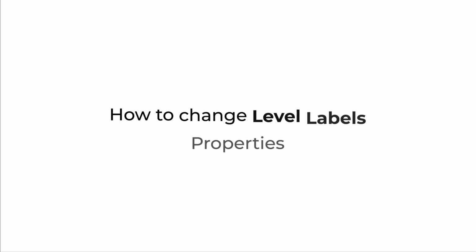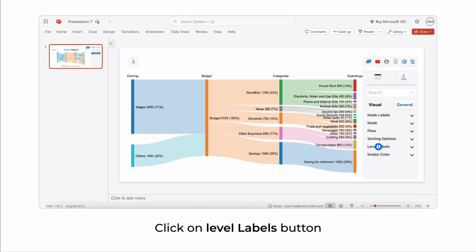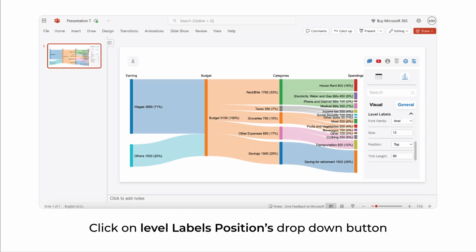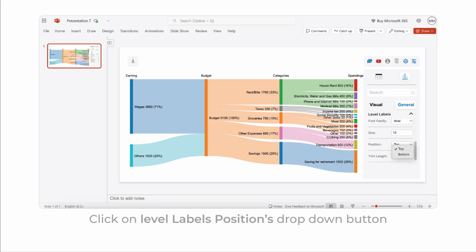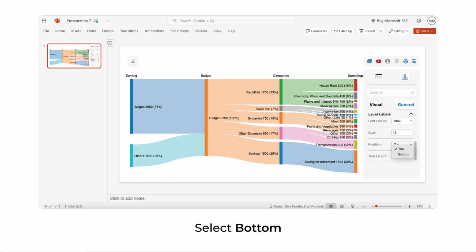How to change level labels properties. Click on Level Labels button. Click on Level Labels Positions drop-down button. Select Bottom.